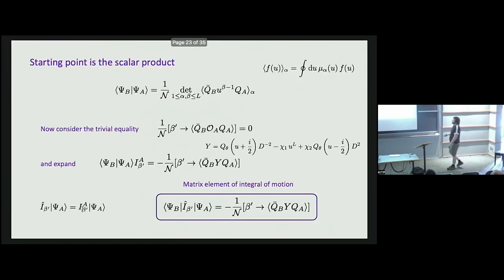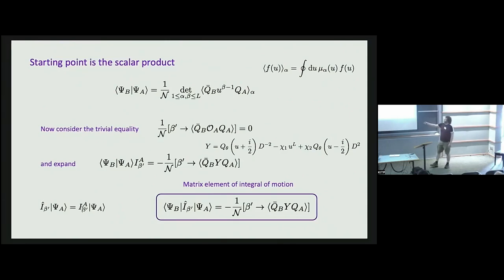So the starting point for this procedure is the scalar product. And I remind you that the scalar product is given, up to some normalization which doesn't depend on the state, by this determinant of Q functions, which is a determinant of brackets of Q functions, where the bracket is again a contour integral over some contour weighted with some measure mu. And now I want to consider the following very trivial equality. So I remind you the notation that beta arrow means I replace column beta prime in the determinant with the corresponding vector which I have here. And this is trivially going to give me 0.